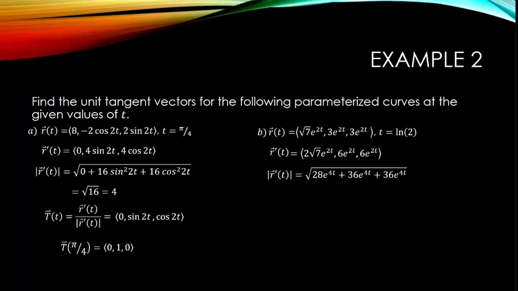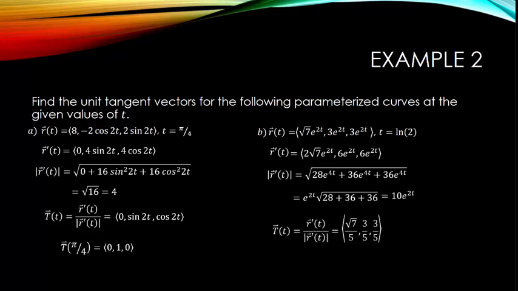The magnitude of r prime is given by the square root of 28e to the 4t plus 36e to the 4t plus 36e to the 4t. This reduces to e to the 2t times the square root of 28 plus 36 plus 36, which reduces to 10 times e to the 2t.